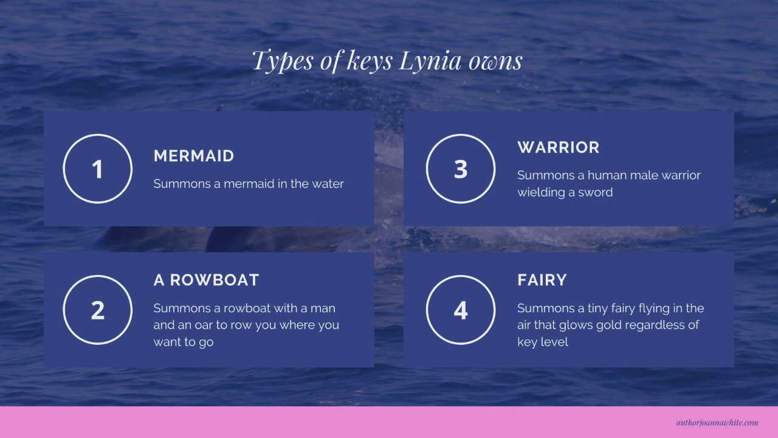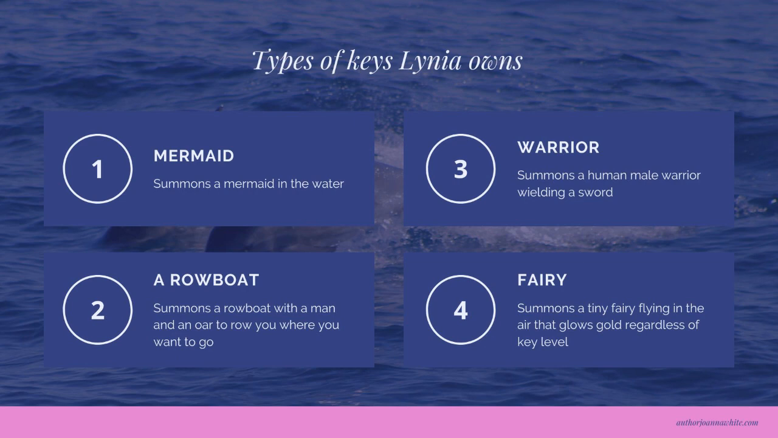So these are the types of keys that Linnea owns. A mermaid key summons a mermaid in the water. A warrior key summons a human male warrior wielding a sword. A rowboat key actually summons a rowboat with a man inside of it, and he has an oar, and he'll row you wherever you want to go.